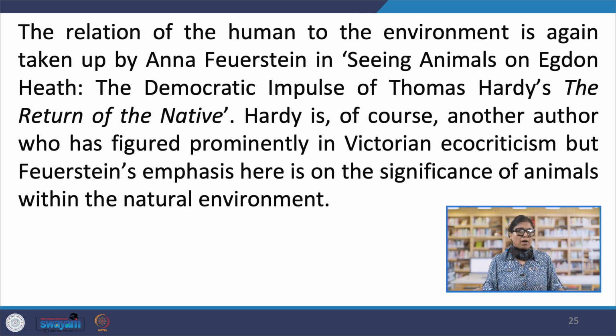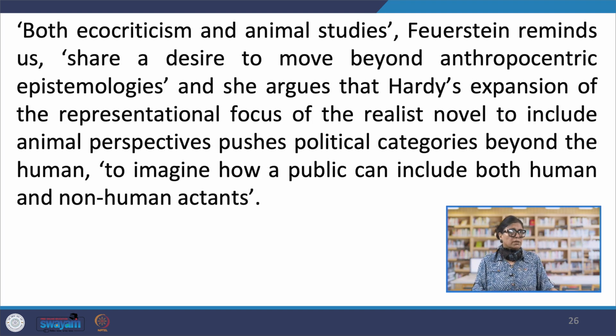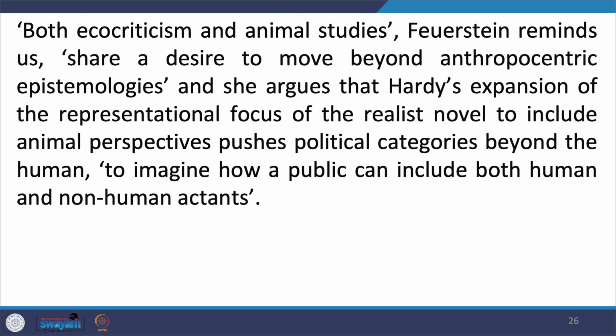The relation of the human to the environment is again taken up by Anna Feuerstein in Seeing Animals on Egdon Heath: the democratic impulse of Thomas Hardy's The Return of the Native. Hardy is, of course, another author who has figured prominently in Victorian eco-criticism, but Feuerstein's emphasis here is on the significance of animals within the natural environment. Both eco-criticism and animal studies, Feuerstein reminds us, share a desire to move beyond anthropocentric epistemologies, and she argues that Hardy's expansion of the representational focus of the realist novel to include animal perspectives pushes political categories beyond the human to imagine how a public can include both human and non-human actants.